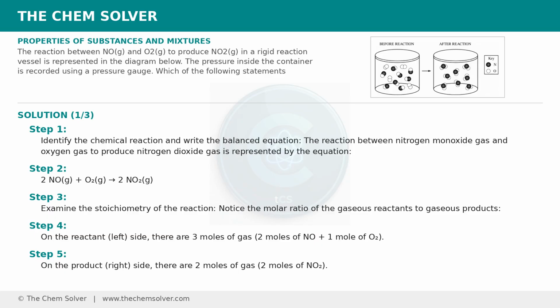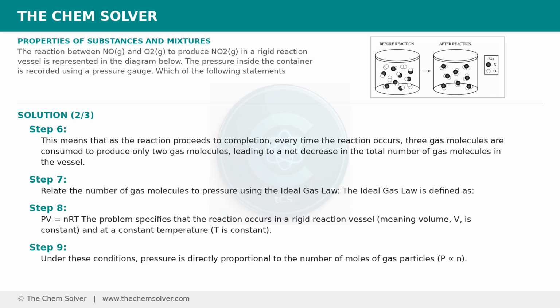Notice the molar ratio of the gaseous reactants to gaseous products. On the reactant, left, side, there are 3 moles of gas: 2 moles of NO plus 1 mole of O2. On the product, right, side, there are 2 moles of gas: 2 moles of NO2. This means that as the reaction proceeds to completion, every time the reaction occurs, 3 gas molecules are consumed to produce only 2 gas molecules, leading to a net decrease in the total number of gas molecules in the vessel.